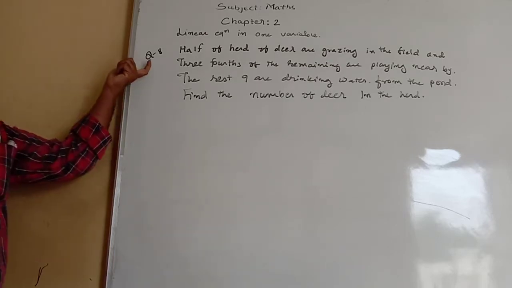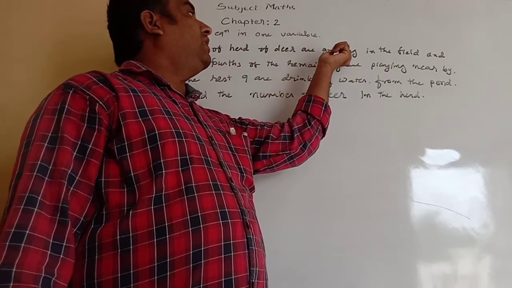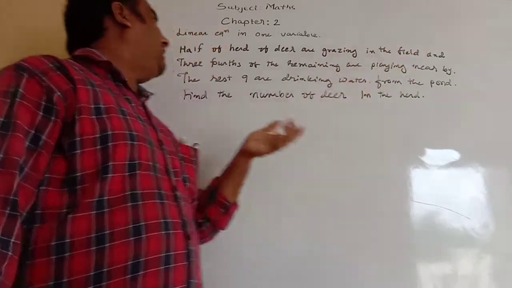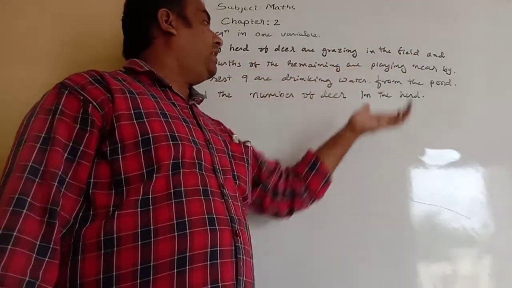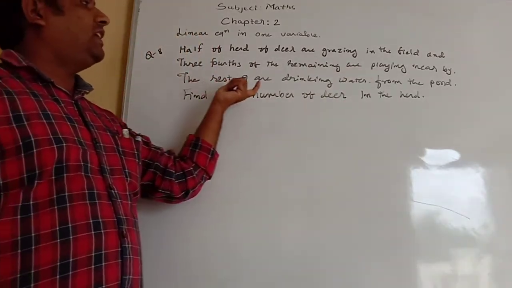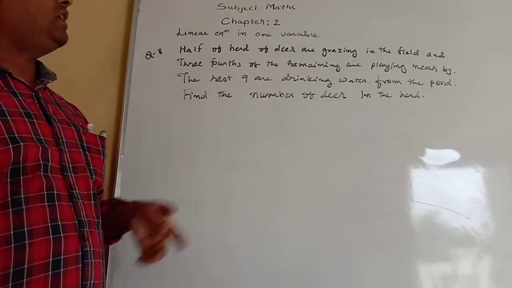We have the next question, 8. Half of the herd of deer are grazing in the field, and 3/4 of the remaining are playing nearby. The rest, 9, are drinking water from the pond. Find the number of deer in the herd.